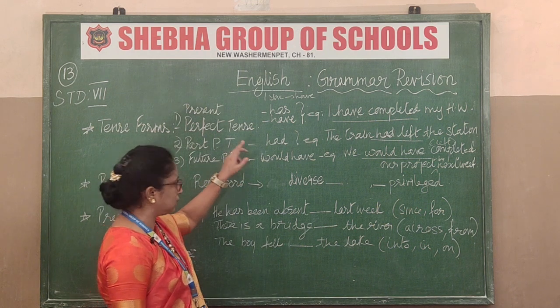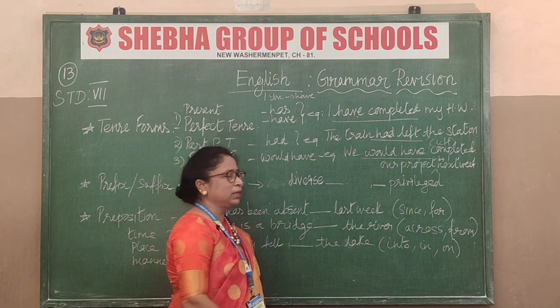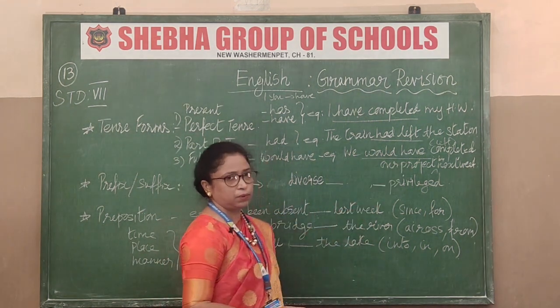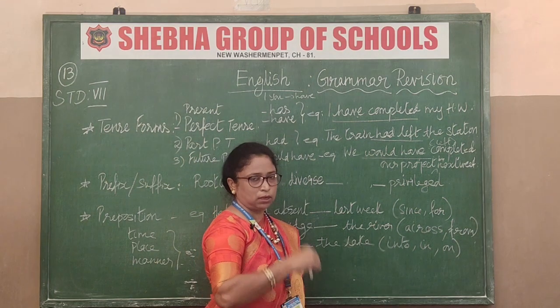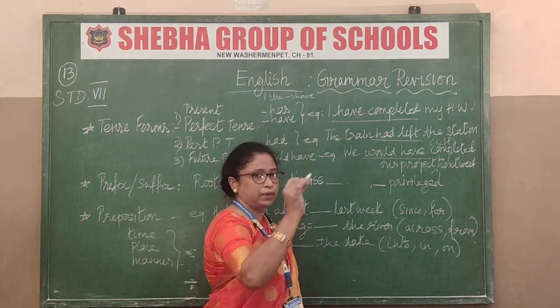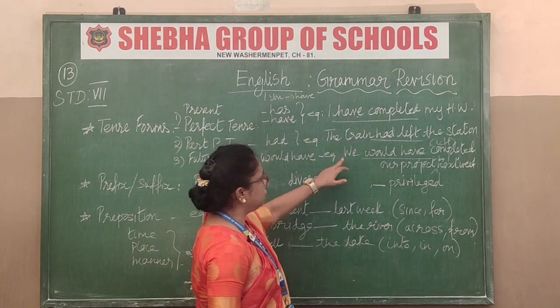Next we come to future perfect tense. What is future perfect tense? Would have. Okay, would have. Now we are talking about what is going to happen in the future. That is only called future perfect tense.